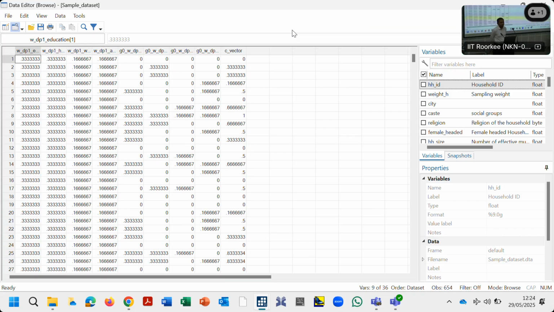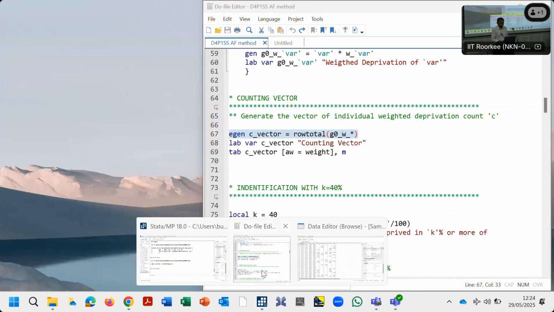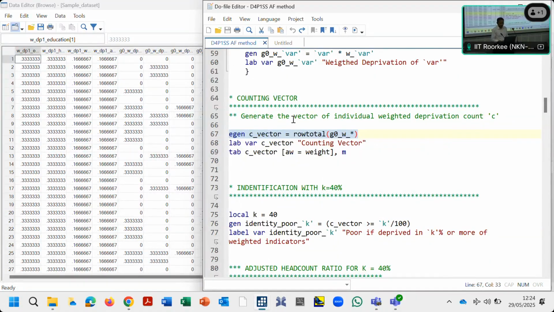Do you remember the deprivation score? That's what's in it. It is written here. If you read at line 65, it is written. You just sum whatever deprivation you have in different indicators with weights, you just sum them up.